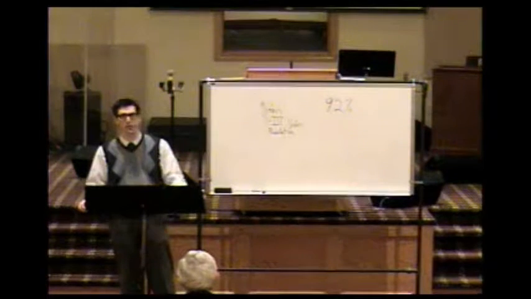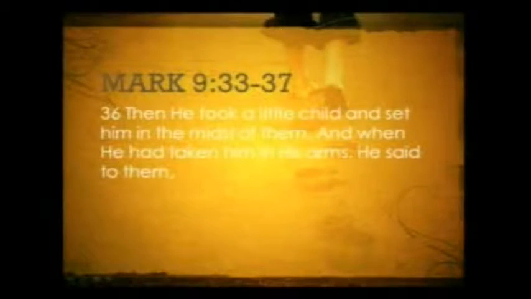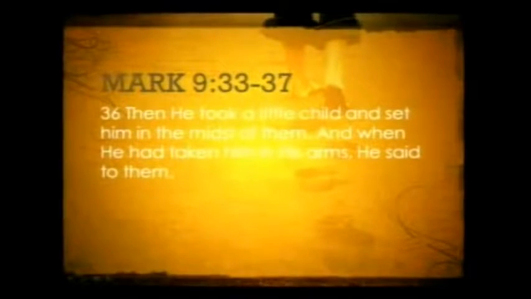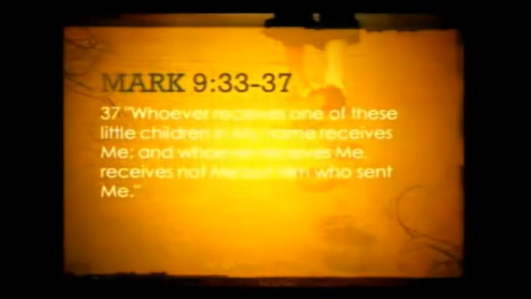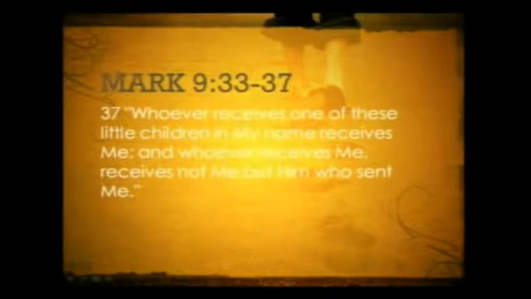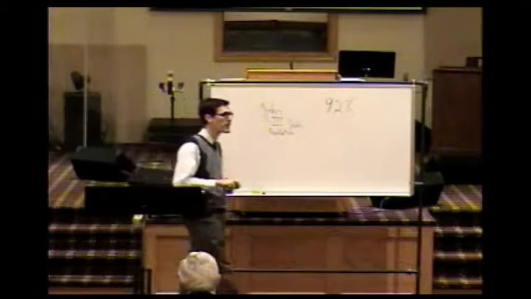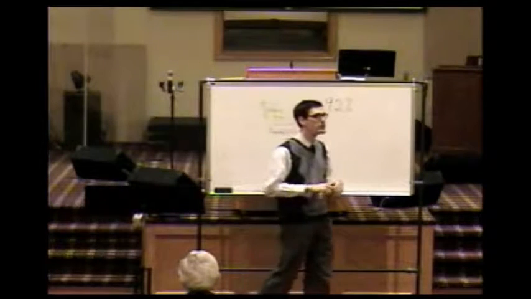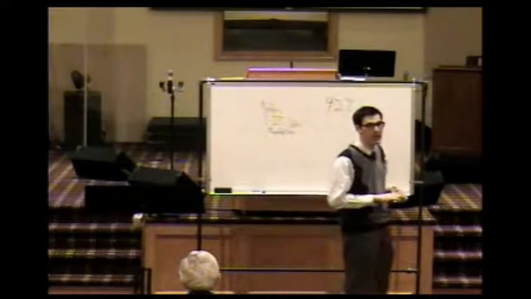I always wonder when I look at this story, where did he get a little child? When he had taken him in his arms, he said to them, whoever receives one of these little children in my name receives me. And whoever receives me receives not me, but him who sent me, referring to the Spirit of God. Let me ask you this. Why were they arguing about who's the greatest? What would spawn an argument about who is the greatest?